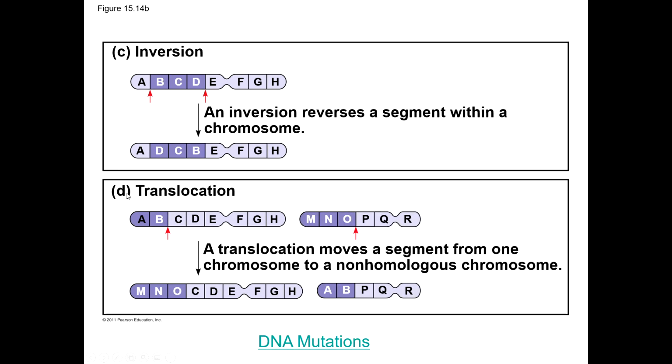And then you can have an inversion, where a piece is cut out and flip-flopped. So we go from A, B, C, D, E to A, D, C, B, E. So it flip-flopped it. Again, this is a problem, especially if it had to be read in a certain sequence. And then a translocation is a case where you take a piece out and move that segment from one chromosome to a non-homologous chromosome, so to a completely different chromosome.